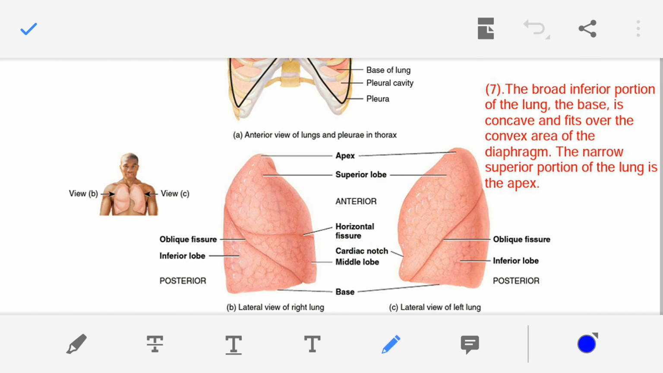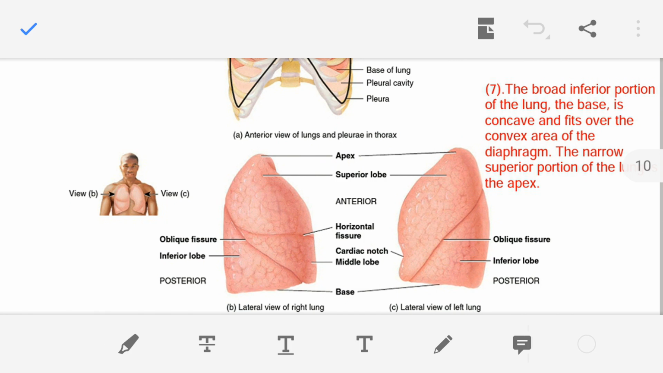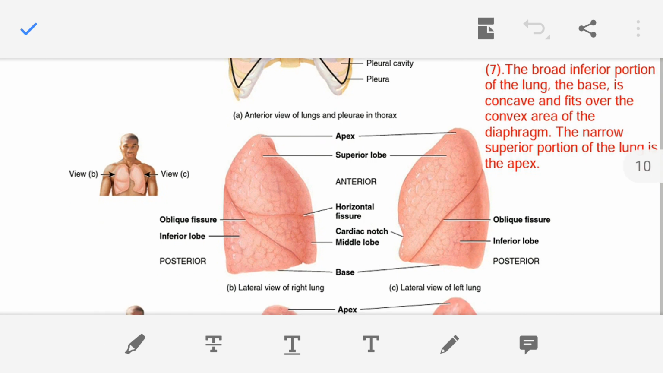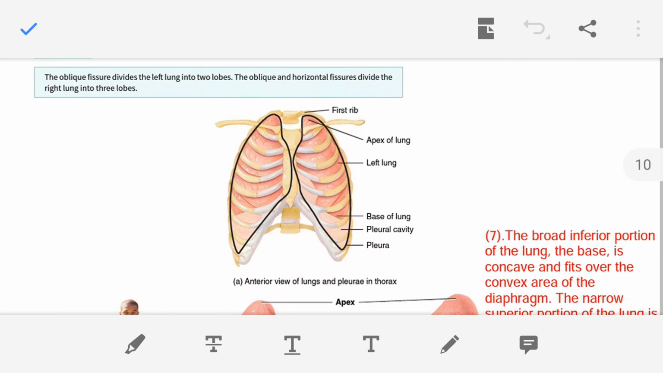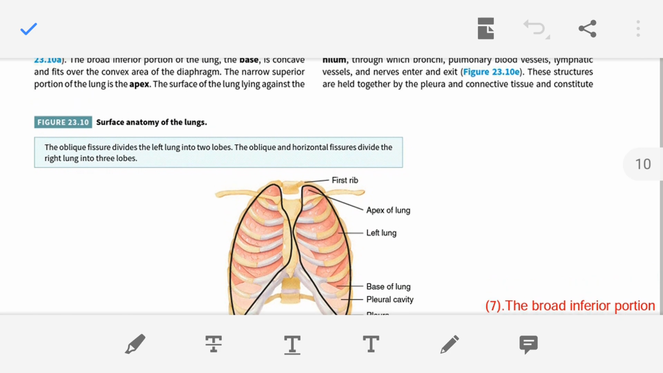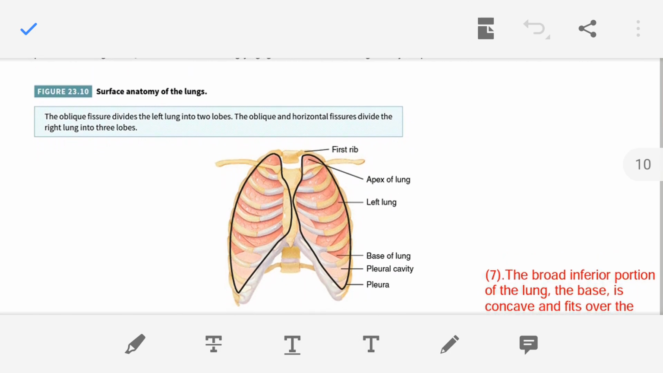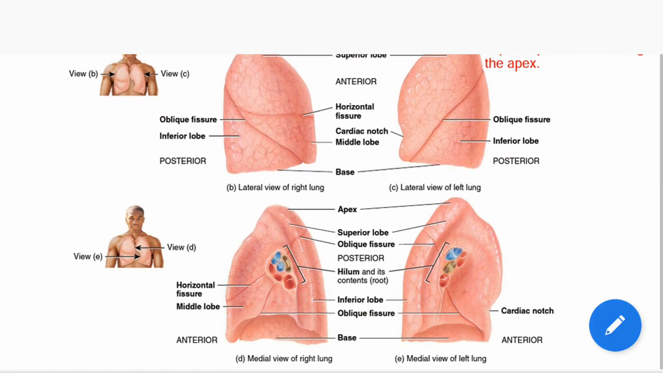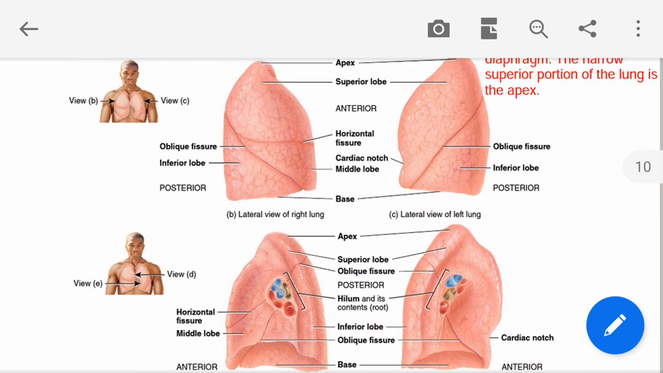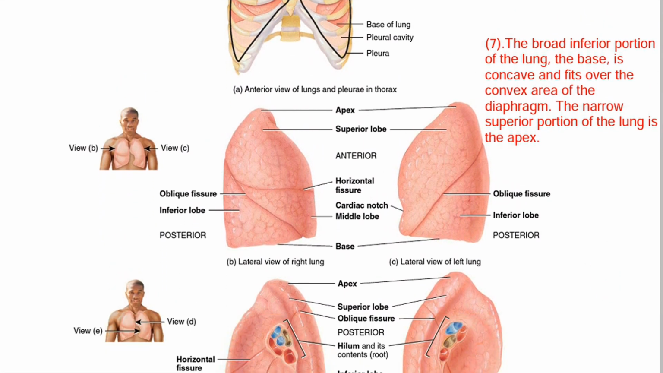Now the narrow superior portion of the lung is the apex. Here you see this part and this part. This is the narrow superior portion of the lung, and this part is known as the apex. So you observe the entire figure.